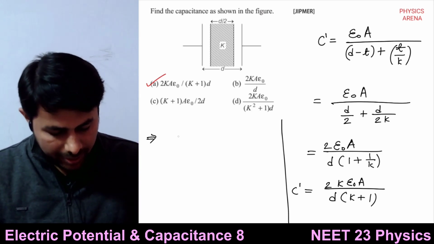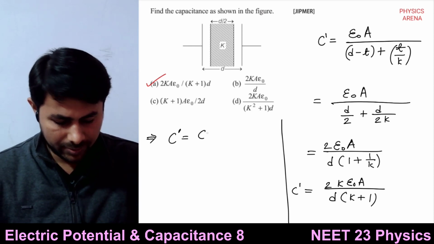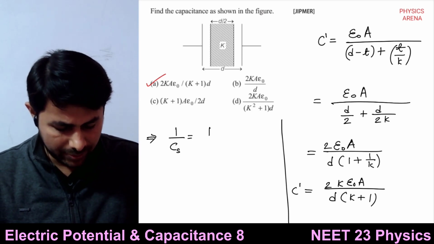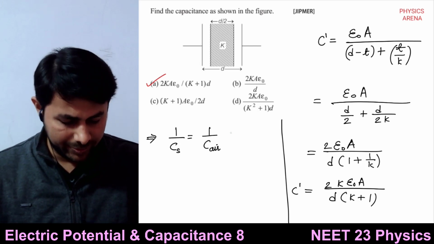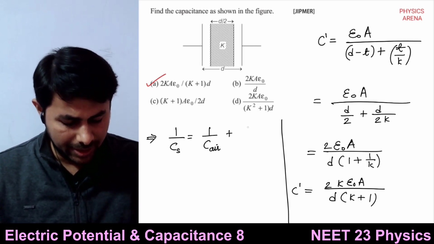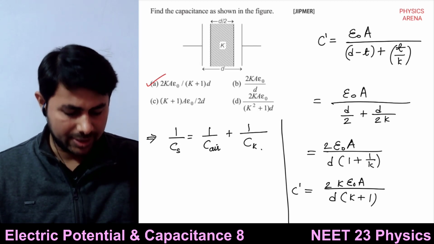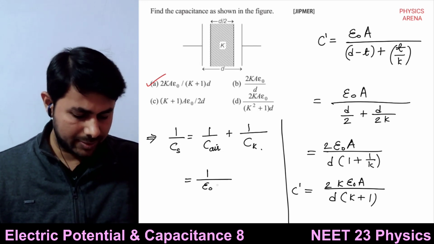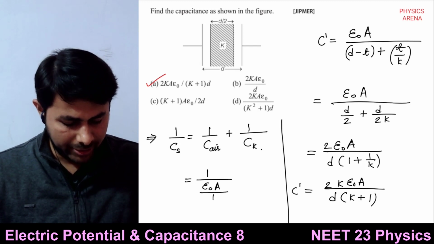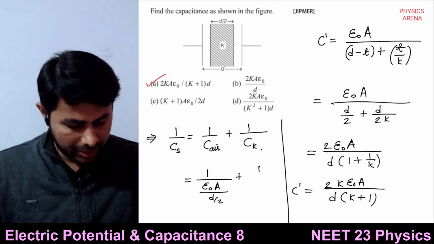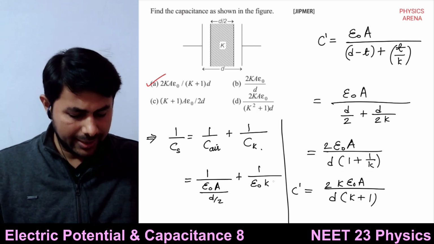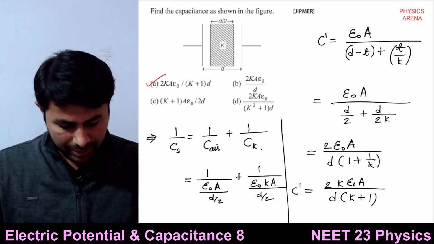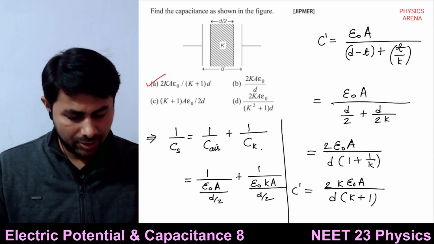So the resultant capacitance C dash will be, since they are connected in series, 1 upon Cs equal to 1 upon capacitance of the air filled region plus 1 upon capacitance of the dielectric region, which I will call Ck. So it is 1 upon epsilon naught A divided by d, and what is d? It's d by 2, plus 1 upon epsilon naught K times A divided by d, and what is d? It's d by 2.